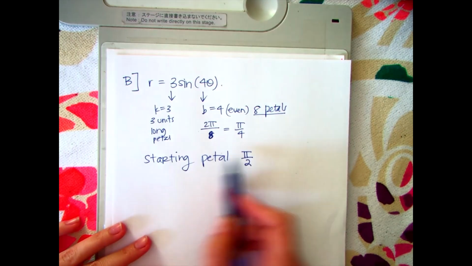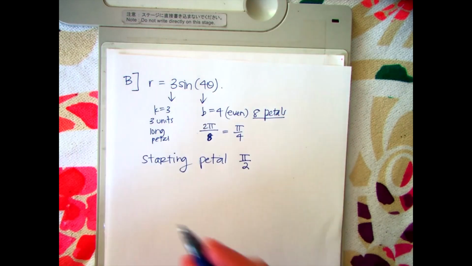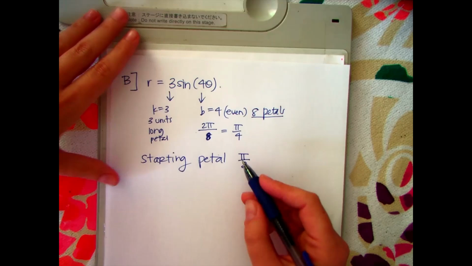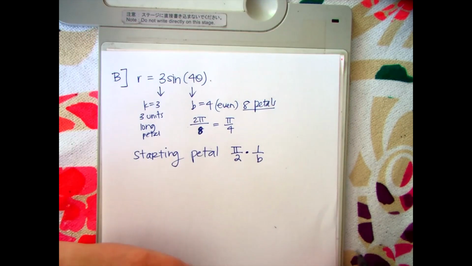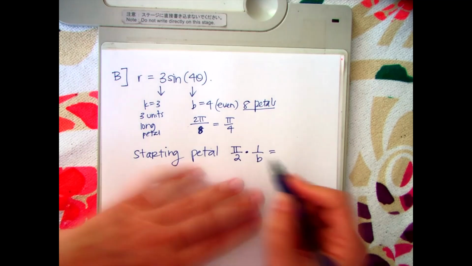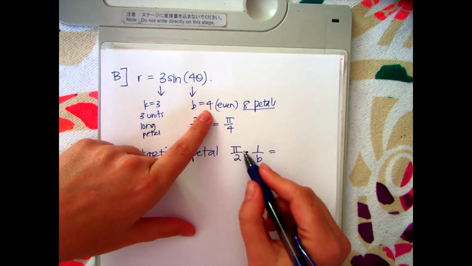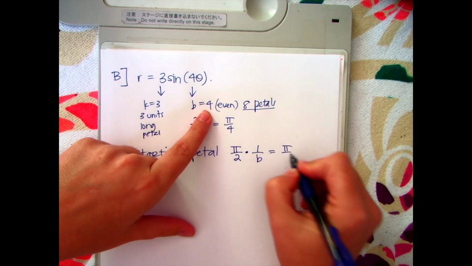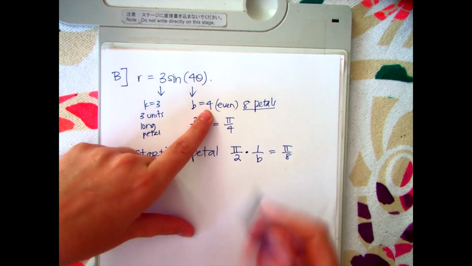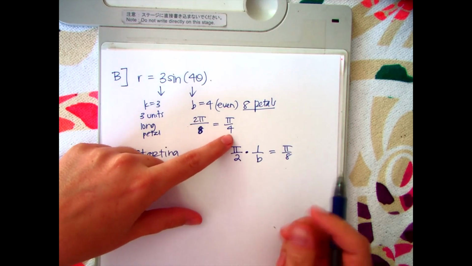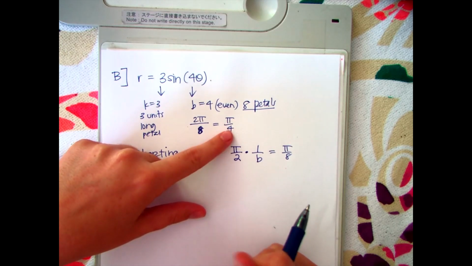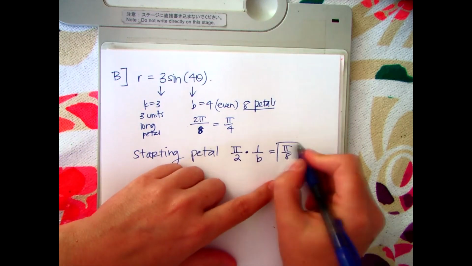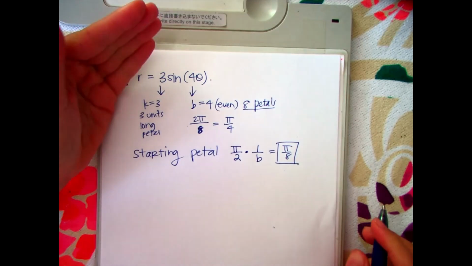But we don't just start it always at pi over 2. It always has to do with what the value of b is. So it's pi over 2 times 1 over b. So if b is 4, this is pi over 2 times 1/4, or pi over 8. So while the petals occur every pi over 4, we're starting at pi over 8, which I know is really weird.